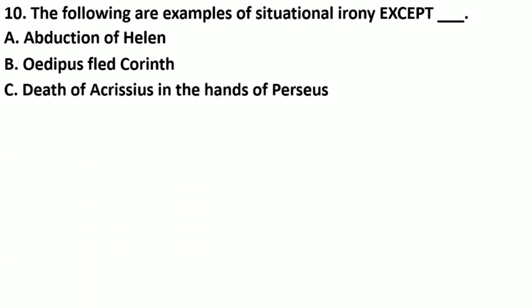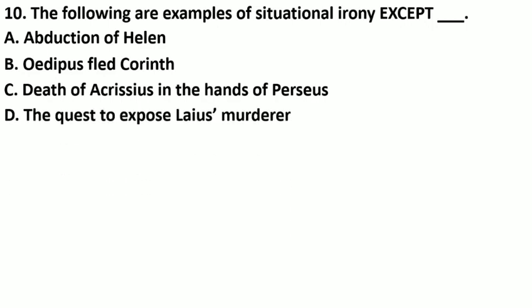The following are examples of situational irony except blank. A. Abduction of Helen, B. Oedipus fled Corinth, C. Death of Acrisius in the hands of Perseus, D. The quest to expose Laius's murderer.